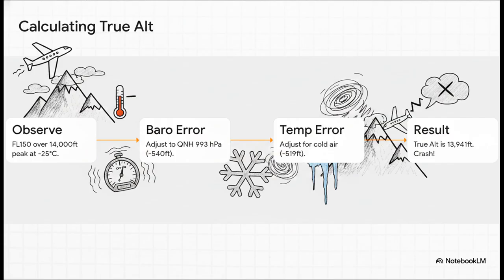Then you calculate the error for that freezing compressed air. That robs you of another 519 feet. So, as you can see here, if you blindly trust your dial without calculating true altitude, you aren't at 15,000 feet. Your real altitude is only 13,941 feet. You are going to crash 59 feet below the summit. The sky literally lied you right into the side of a mountain.